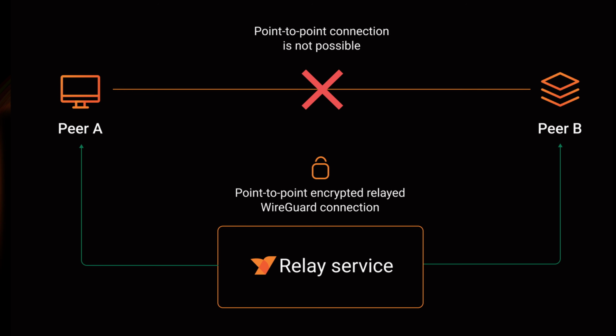Unlike the signal service, the relay service does relay encrypted WireGuard traffic between the peers. This means the traffic flows from peer A to the relay service and then to peer B, but still maintaining that full WireGuard encryption. While direct peer-to-peer connections are preferred for optimal performance and security, the relay service provides a robust fallback mechanism to guarantee that peers can always communicate regardless of network complexities.